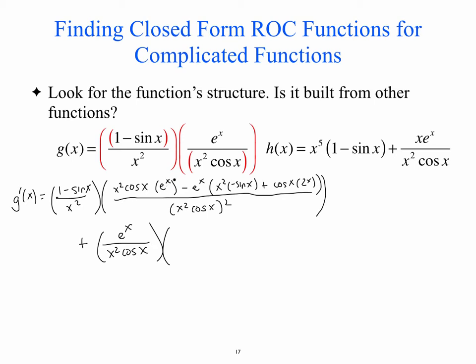Oh, question? Where? Here? X squared times negative cos? So this is using the quotient rule. This is the low, and then times the derivative of the top, minus the top times the derivative of the bottom.